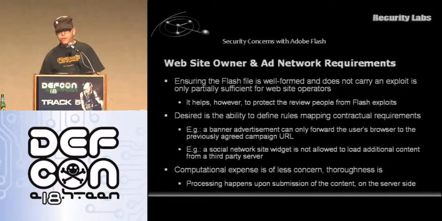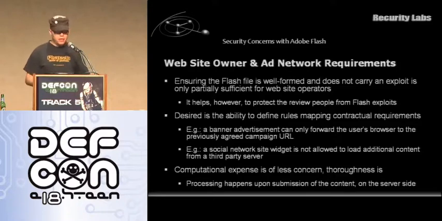Sure, well-formatted files is also of interest to them because it helps the people testing the Flash files not getting owned. But desired is also the ability to say, well, contractually, we give you banner space to forward users that click on your banner to this particular URL. If you're forwarding them to a different URL, you're violating the contract. The problem is today they can't verify that. They have to trust the code because they get pre-compiled Flash files. And it would be nice for them to say, well, we enforce that the code actually cannot do anything else.